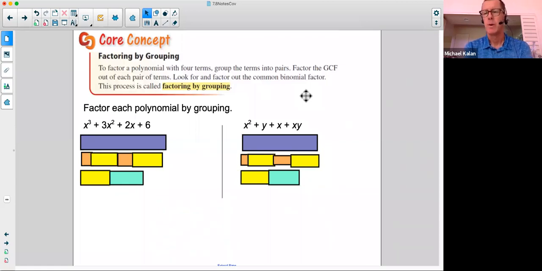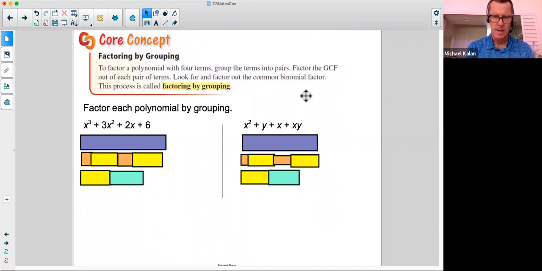And when I say there's more than one way of doing a puzzle, I mean the pieces obviously have to go in the same place, but the order for doing it gets you to the same result. So what you're going to do is group them into pairs. We're going to factor the GCF out of each pair of terms, and then look for and factor out the common binomial factor. This practice is called factoring by grouping. So let's look at this.